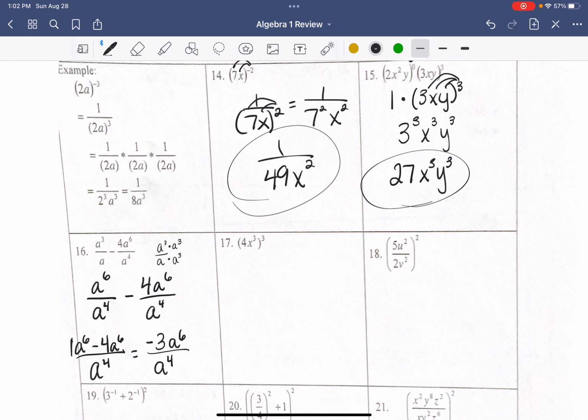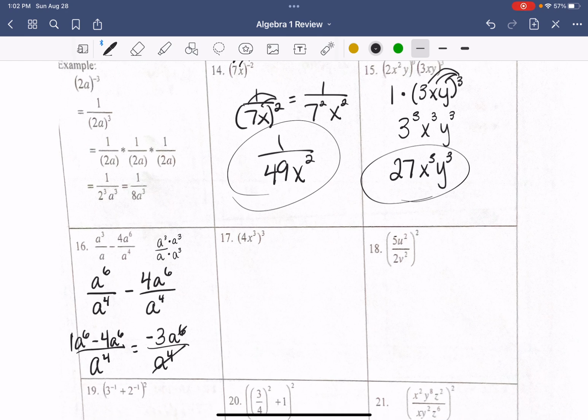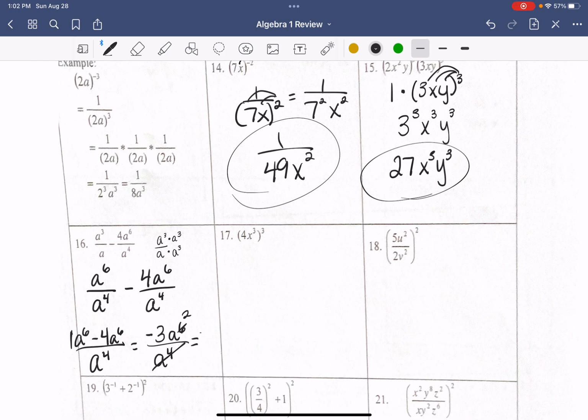And then the last thing here is we have a to the 6th power over a to the 4th power. So we're actually going to have some of those a's cancel out. Like I said, really sorry about the noise. And you should get -3a squared.